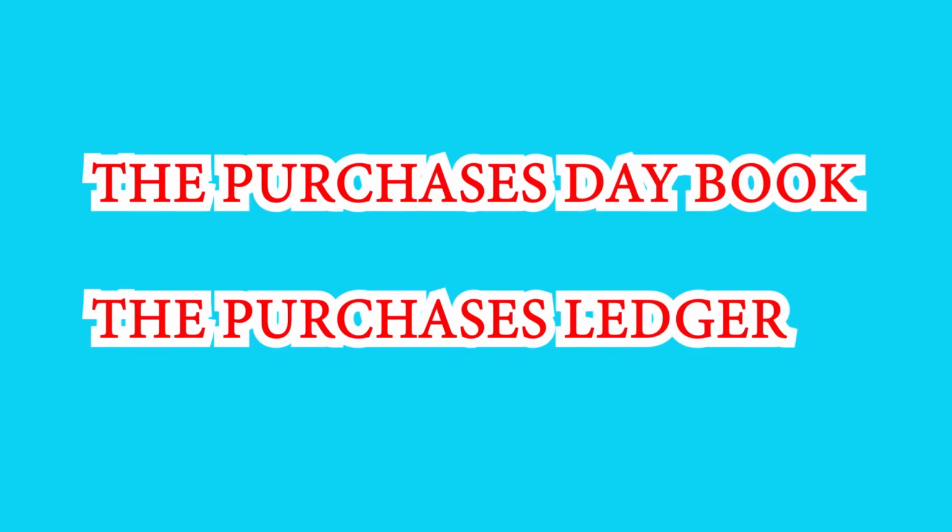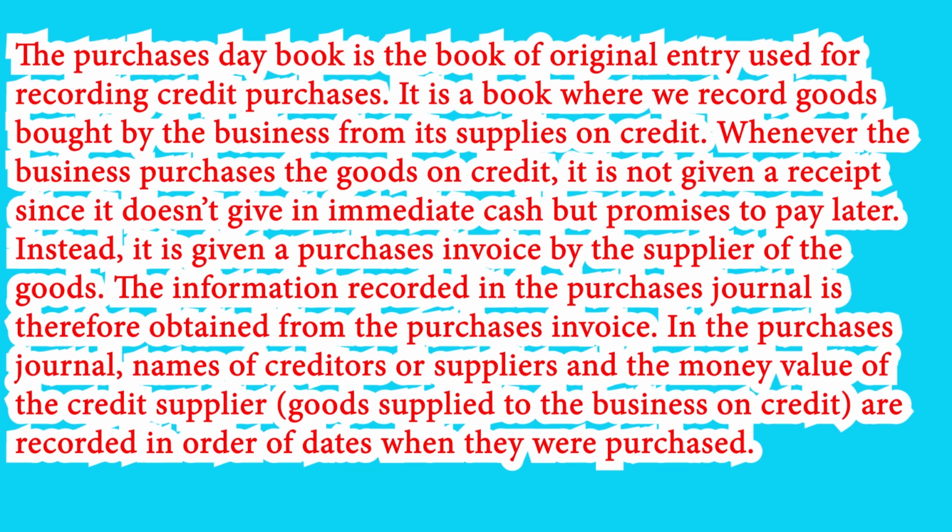Let us now look at the purchases daybook and the purchases ledger. The purchases daybook is a book of original entry used for recording credit purchases. It is a book where we record goods bought by the business from its suppliers on credit. Whenever the business purchases goods on credit, it is not given a receipt since it does not give immediate cash but promises to pay later. Instead, it is given a purchases invoice by the supplier of the goods.